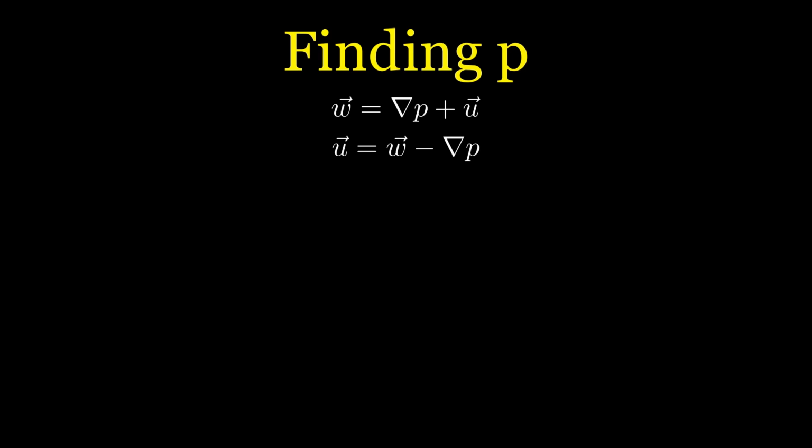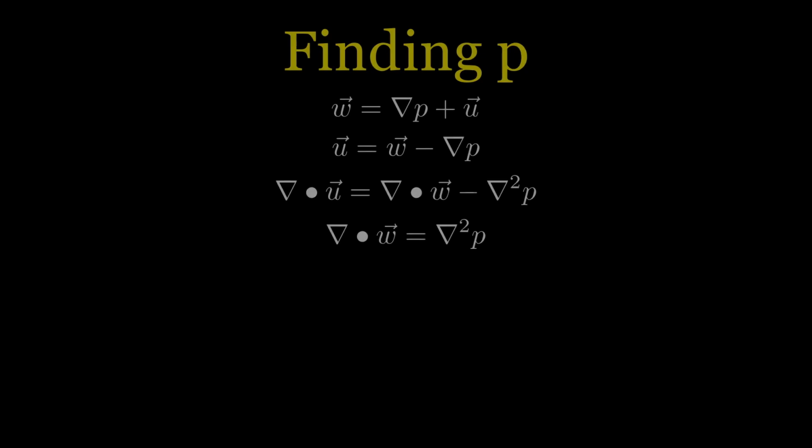One easy way to solve for it is to multiply both sides by the nabla operator. Since we know the divergence of U is 0, that drops off, and we're left with this Poisson equation where we have some choices of how to solve it. And for this video, we'll be going with the Jacobi iterative method of solution.